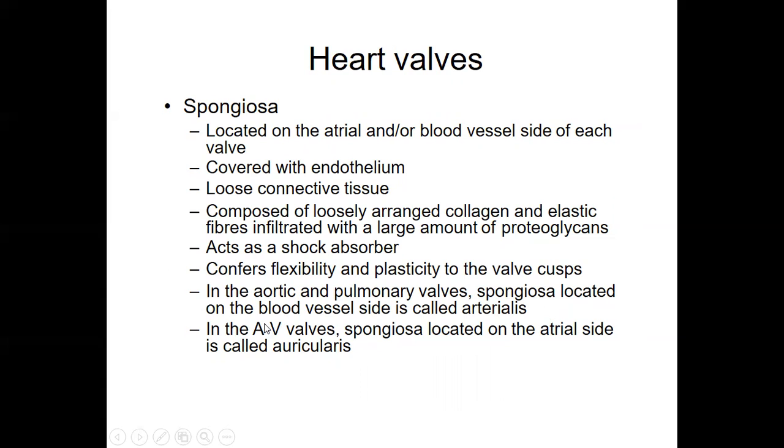In the atrioventricular valve, AV valve, the spongiosa located on the atrial side is called the auricularis. So we have a specific name for the spongiosa based on the location of the valve.